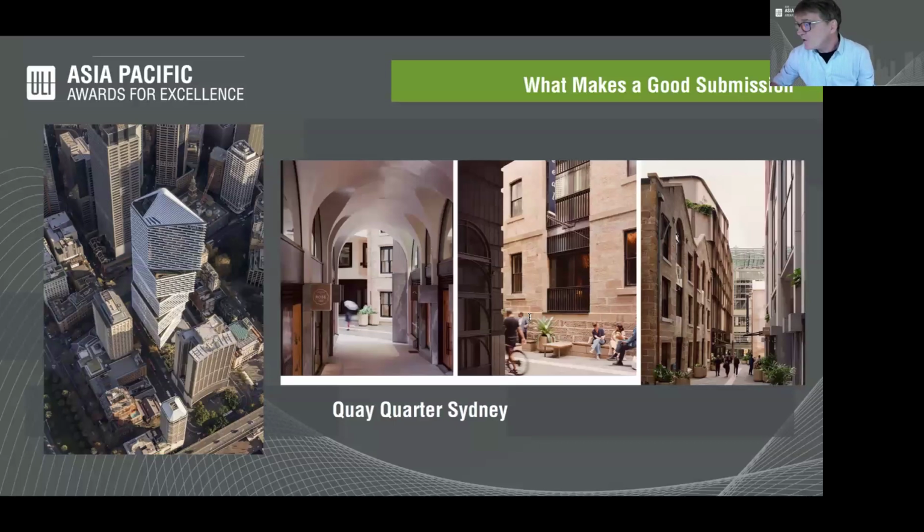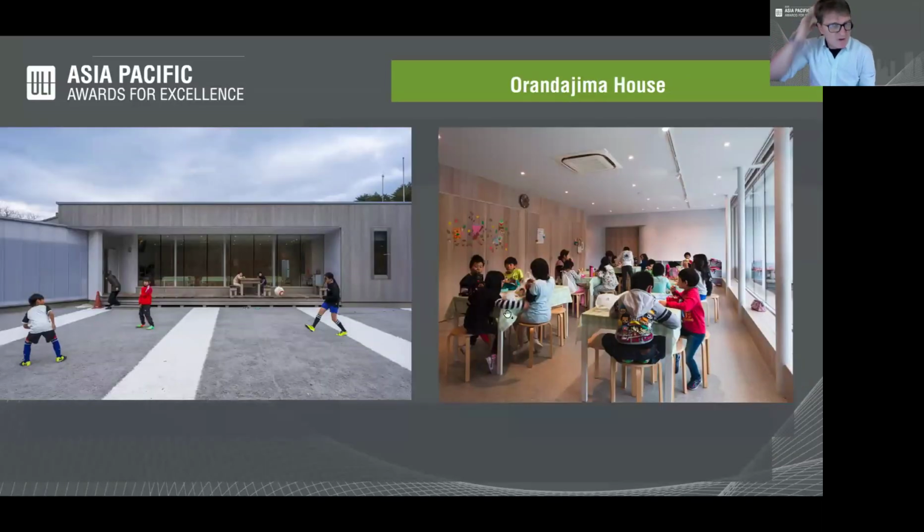We move on to the next one. This is a project, again, a couple of years ago, that was filed from Japan. And this is interesting insofar as it shows that you don't need to be a big landlord or a big developer in order to win an award. In fact, very often, some of the best received applications that we get are from very small projects that were commissioned and executed on a shoestring. And this is one example of that.